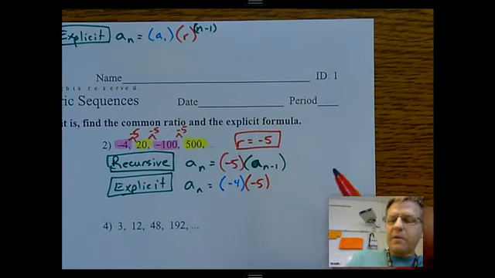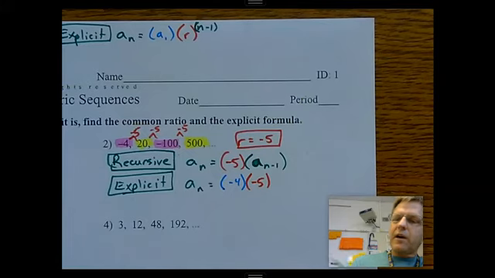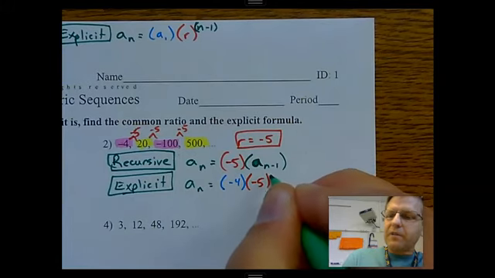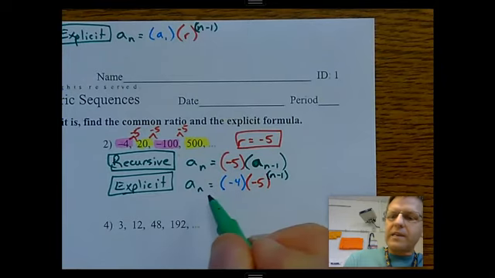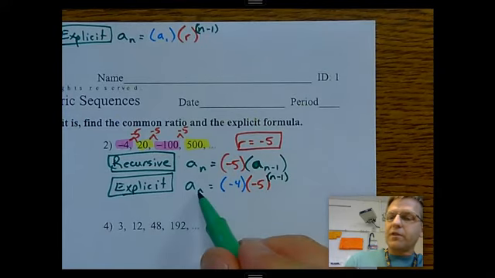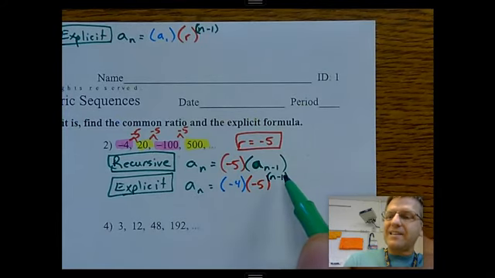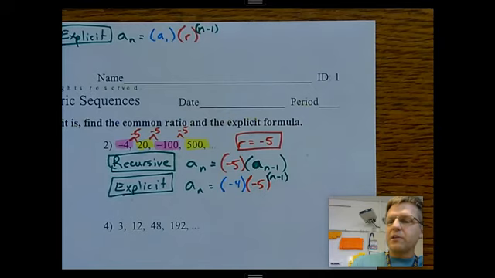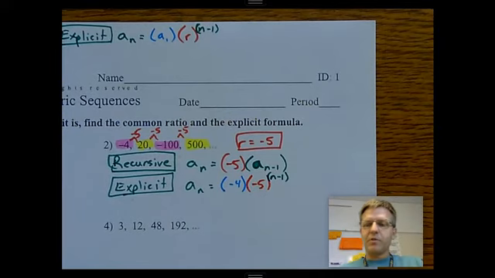So we're going to multiply it by 5. And the question is, how many times do we multiply it by 5? Well, n minus 1 times. So if we wanted the 8th term, we would multiply by 5 7 times. If we wanted the 20th term, we'd multiply by 5 19 times. And that's what that exponent does for us. It tells us how many times to multiply by negative 5.